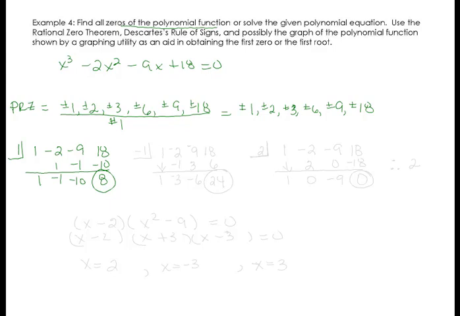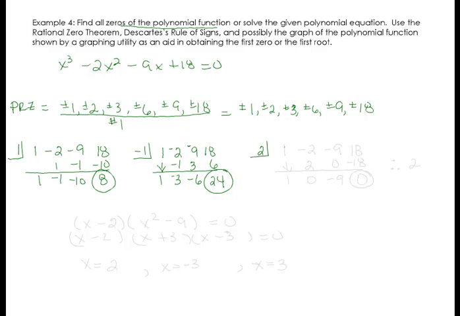This leaves us with a remainder, so 1 is not an actual zero. Let's try negative 1. Here again, coefficients 1, negative 2, negative 9, and 18. Okay, bring down the 1. 1 times negative 1, we have negative 1. Add that to negative 2, we have negative 3. Negative 3 times negative 1, we have 3. Add that to negative 9, we have negative 6. Negative 6 times negative 1, we have 6. Add that to 18, we have 24. We still have a remainder, so negative 1 is not an actual zero.